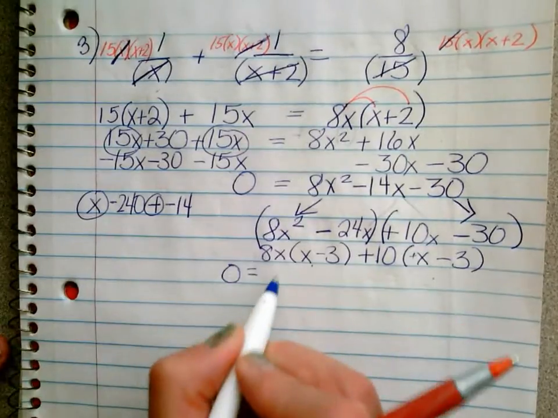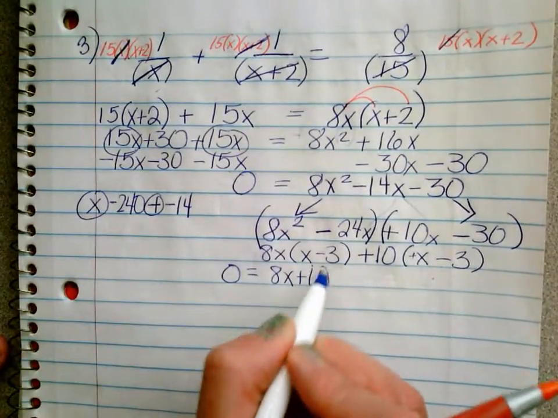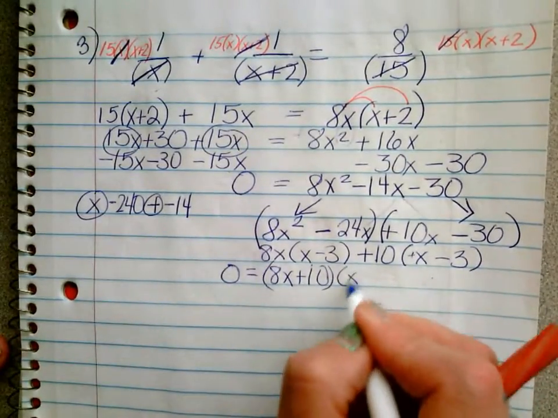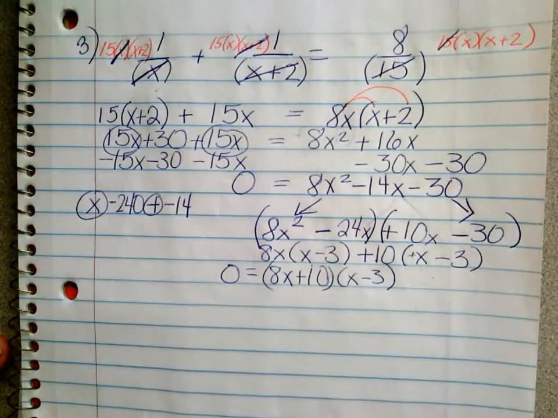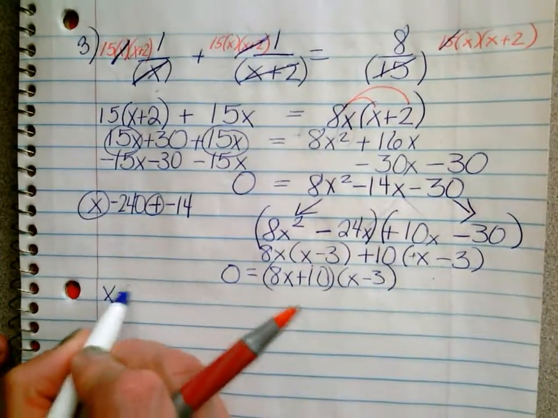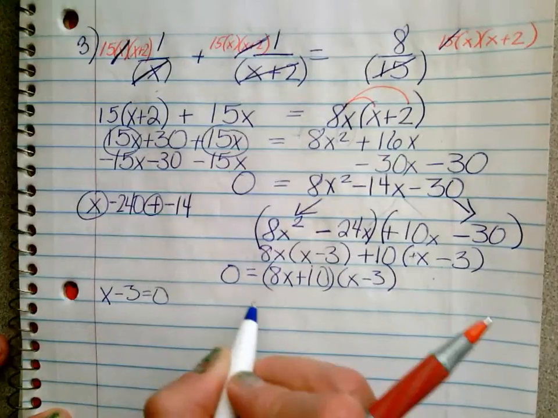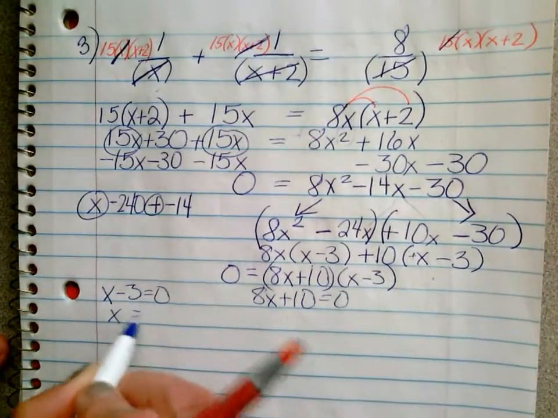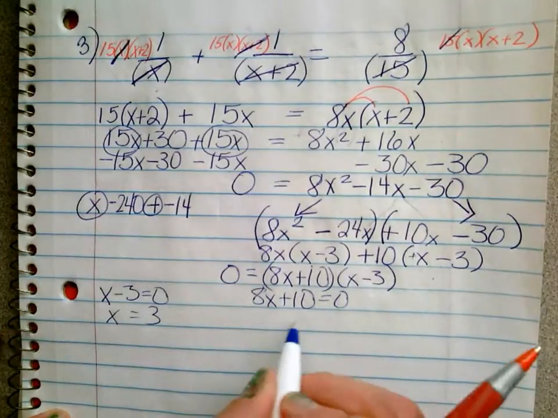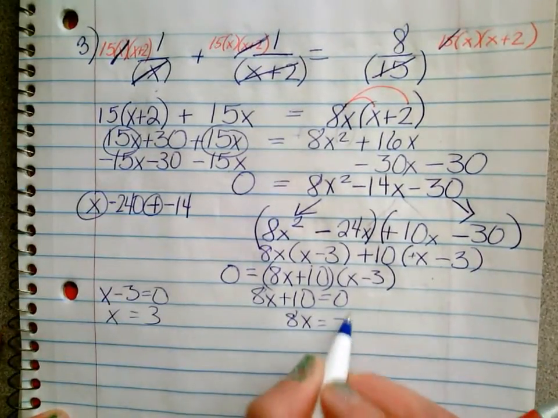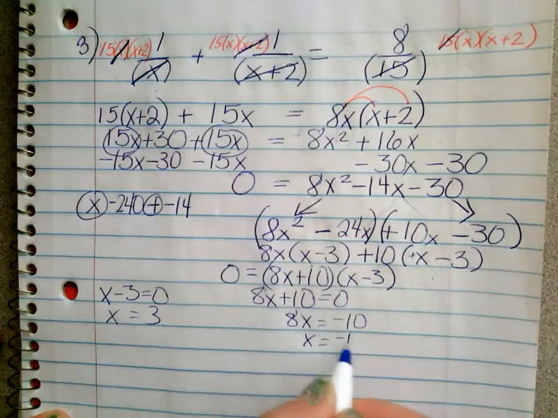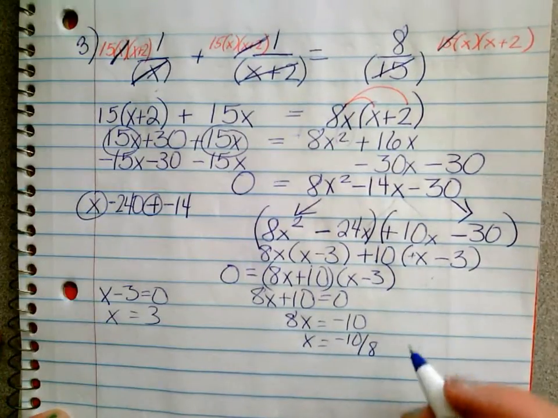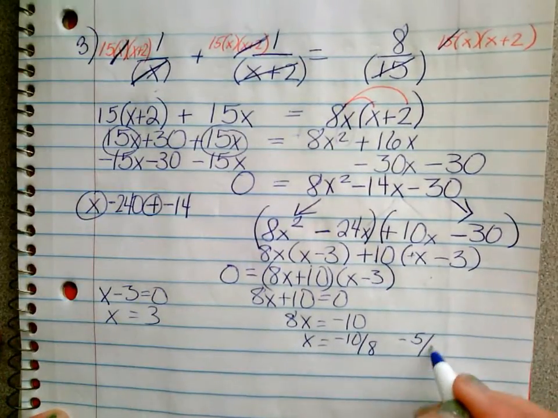So 0 equals (8x plus 10) times (x minus 3). Let's solve for 0. x minus 3 is 0, so x is 3. That's easy. 8x plus 10 is 0, so 8x is negative 10. x is negative 10 eighths, and 2 goes into that 5 times.